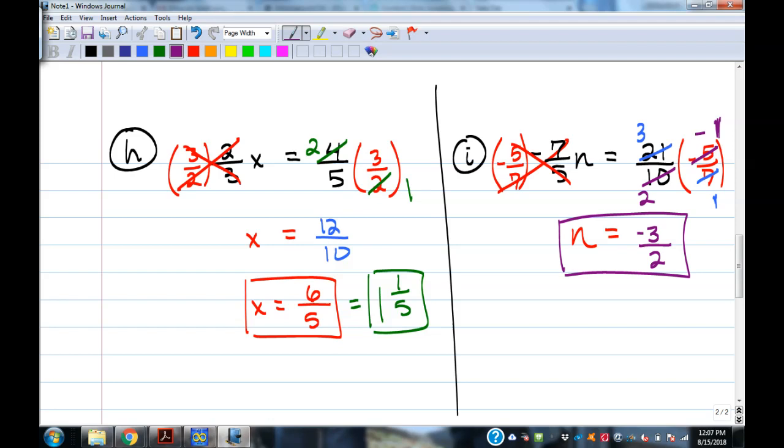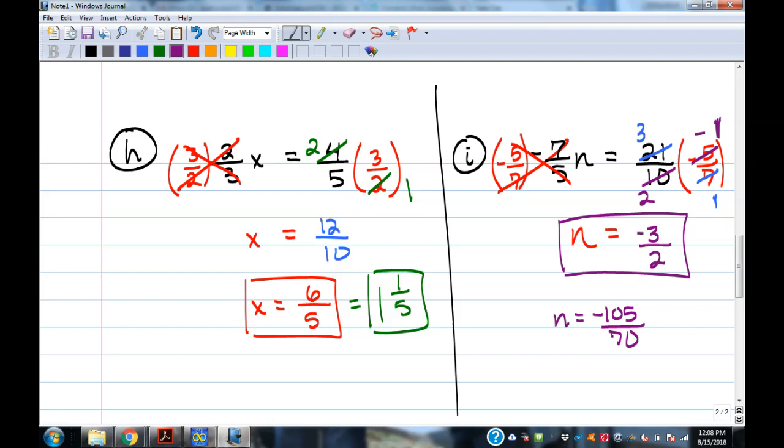If I had not cross-canceled, if I just multiplied straight across, what's 21 times negative 5? It'd be 105, right? Negative 105. 10 times 7 is 70. I've got to reduce that fraction, so I would have to start out by dividing by numbers that I know go into them. I don't know a whole lot about 105 other than it ends in a 5, so I can divide it by 5, and 70 ends in a 0, so I can divide it by 5. And I can keep doing that until I reduce it. Cross-canceling is going to speed it up a lot as far as doing that without a calculator.